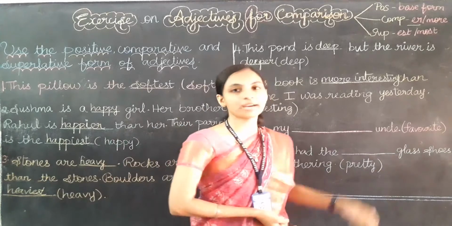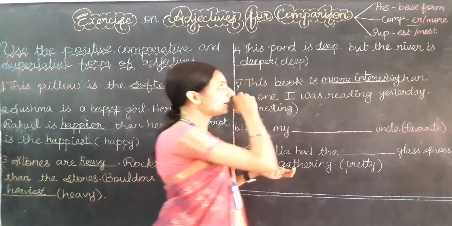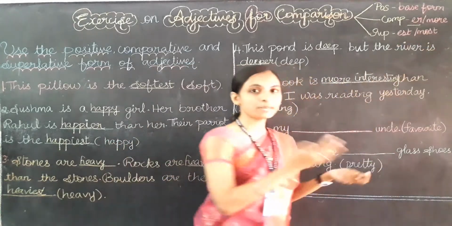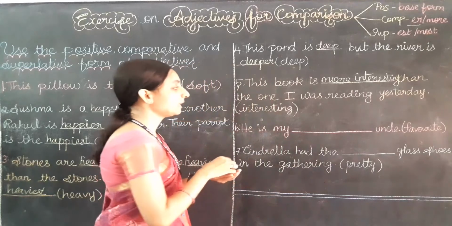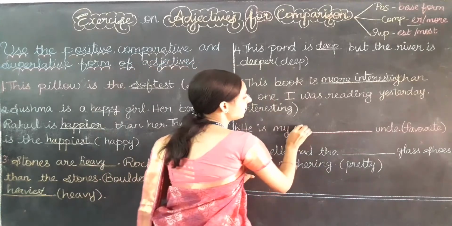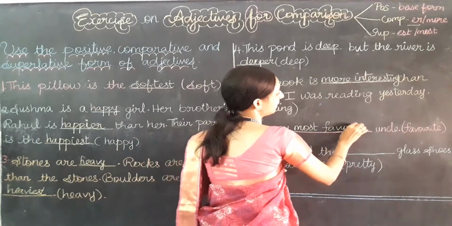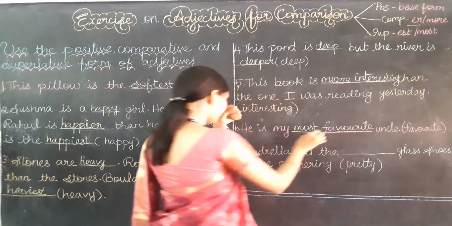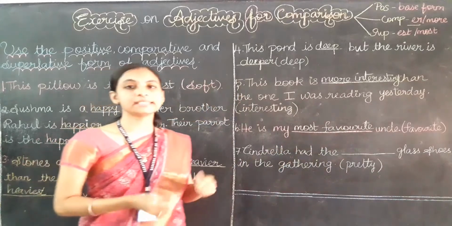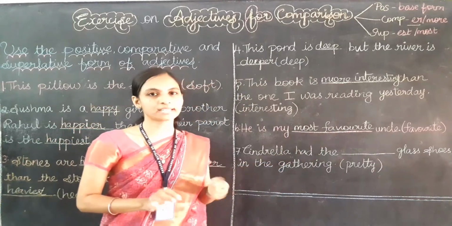Now the word favorite is a big word. So when a word is big, we need to use most before the adjective for the superlative. So the answer will be most favorite. He is my most favorite uncle is the correct answer.